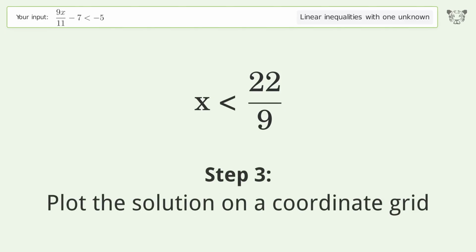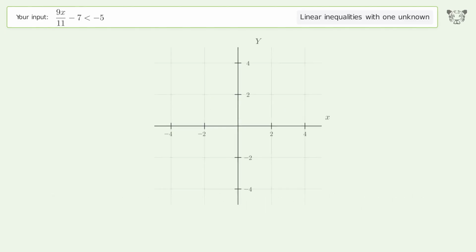Plot the solution on a coordinate grid. And so the final result is x smaller than 22 over 9 smaller than 24 over 9.